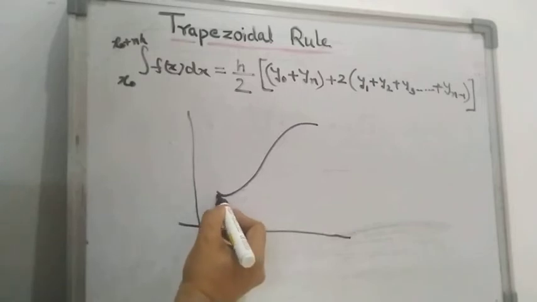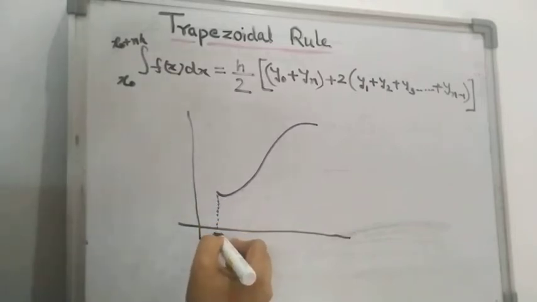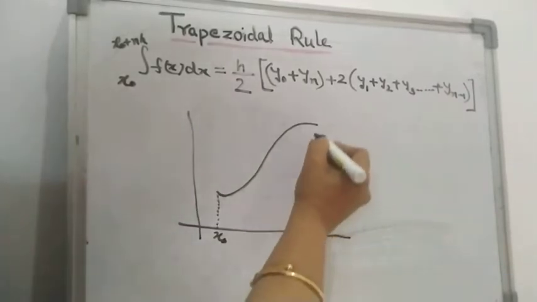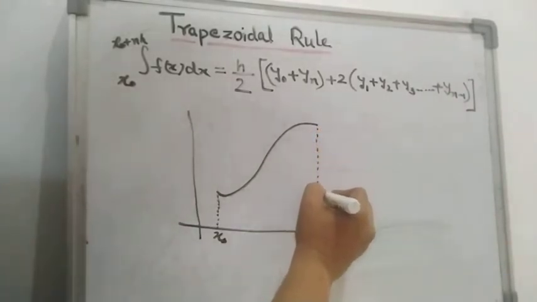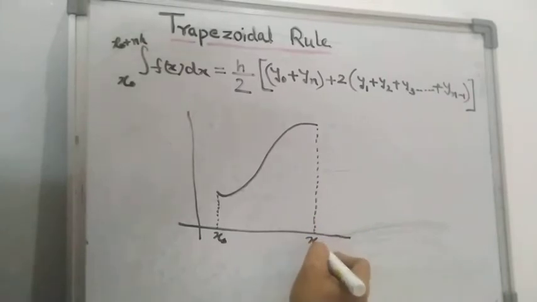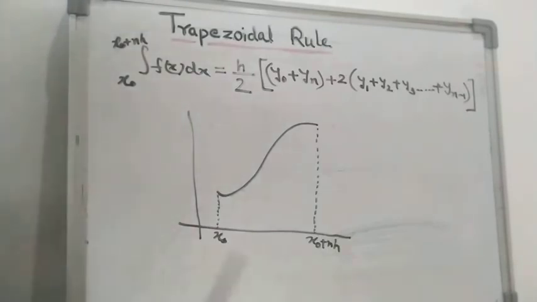If you draw a parallel line from here to here, it cuts at x0. That means this is our range, x0 is the initial limit, and the upper limit will be x0 plus nh. That means we are finding the area from x0 to x0 plus nh of f of x dx. If we know f of x, we can easily find the integration as we do in the analytical way of integration. But here we do not know the form of the function.